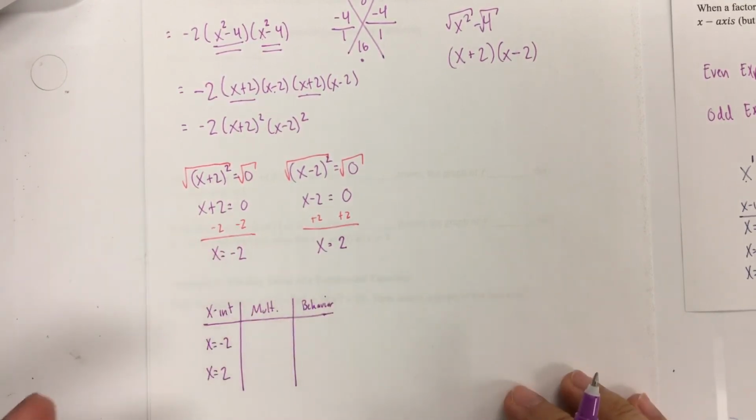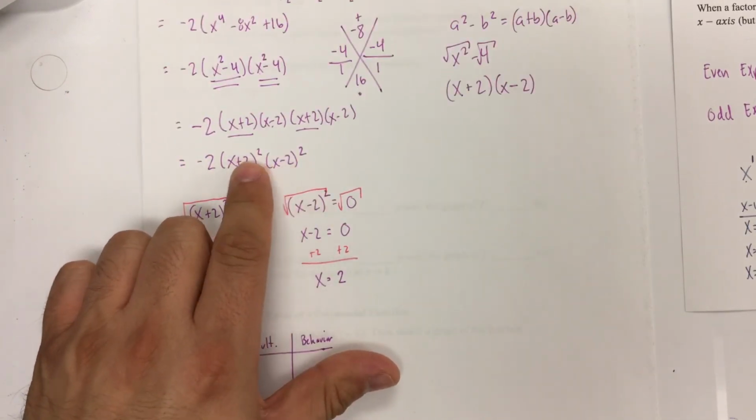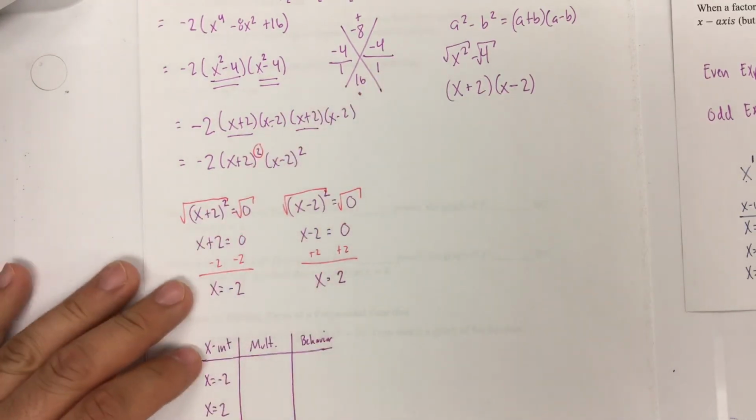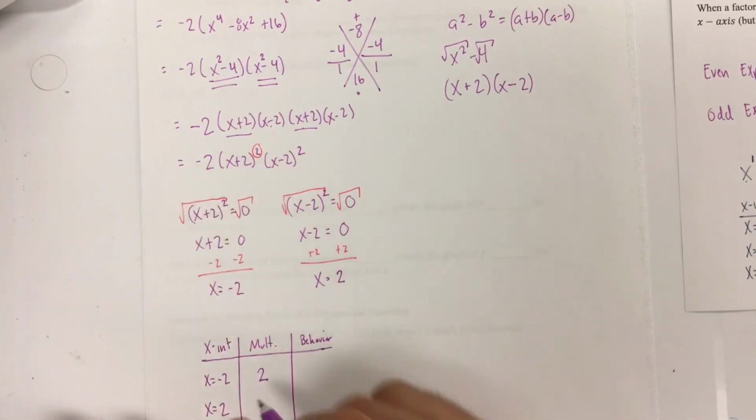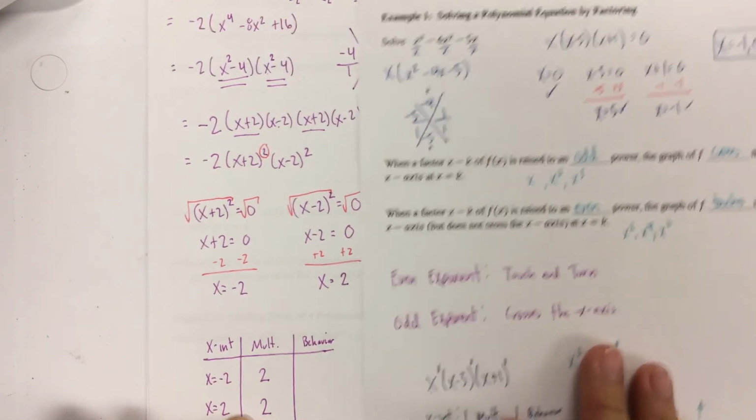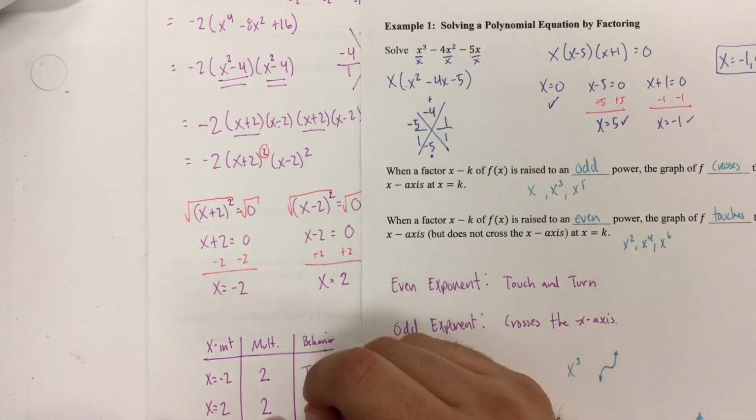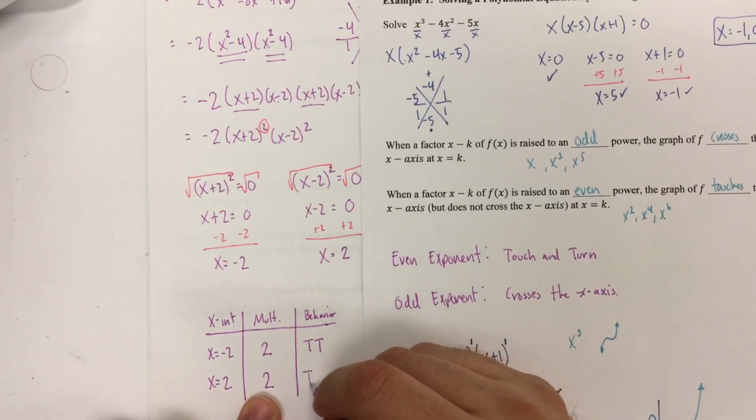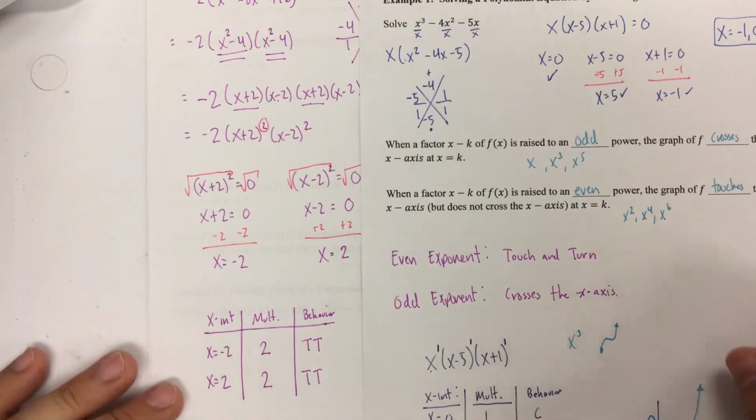Now remember, multiplicity is dealing with the power. If we go back and refer to this, x plus 2 gave x equals negative 2, but the multiplicity is this small number right here, so the power is 2. And over here, again, we have a power of 2, so the multiplicity is 2. When we talk about whether that's even or odd, 2 is obviously an even exponent, so it's going to touch and turn. The same thing with this one. This one is also even, so we're going to touch and turn. If the multiplicity was an odd number, like 1, 3, 5, it would cross the x-axis.